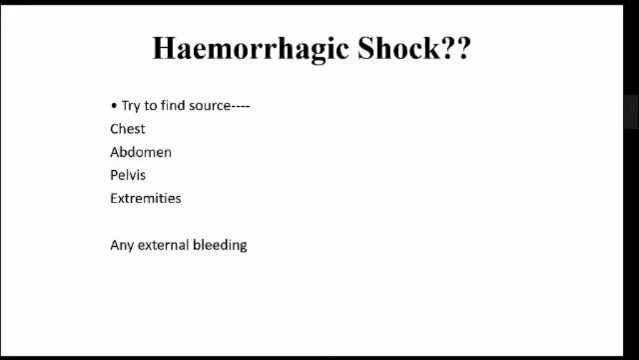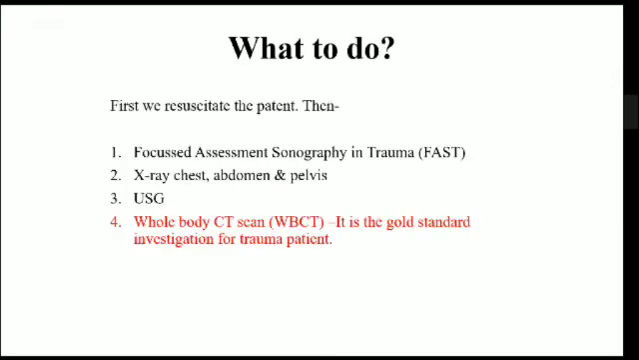So, whether it is hemorrhagic shock or not, try to find the source of bleeding. The source may be from the chest, abdomen, pelvis, and extremities. We also look for any external bleeding. What to do? First, we resuscitate the patient, then we go for focused assessment. Then we may send the patient for X-ray and whole body CT scan, and that is the gold standard investigation for trauma patient. But we must resuscitate the patient first.